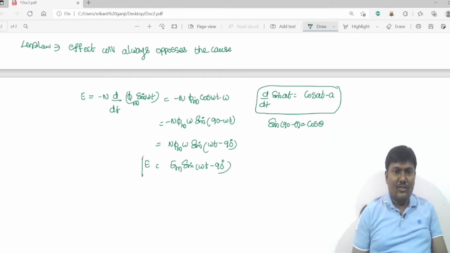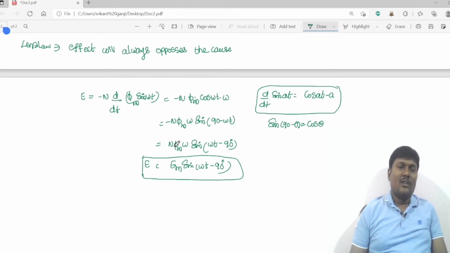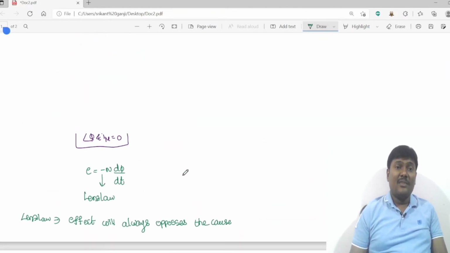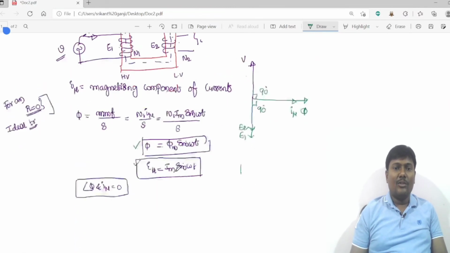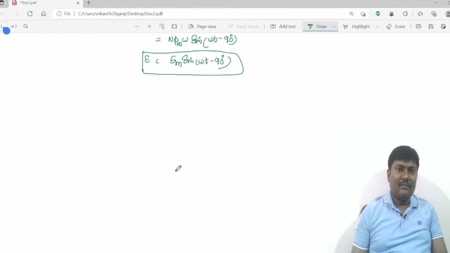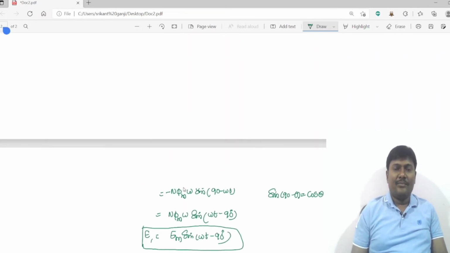This is the induced EMF of a transformer. It lags behind the flux by exactly 90 degrees. The induced EMF E2 is also lagging, because E1 and E2 are both induced at a time. This is E1, and E2 is the same thing, E max sine of omega t minus 90 degrees.